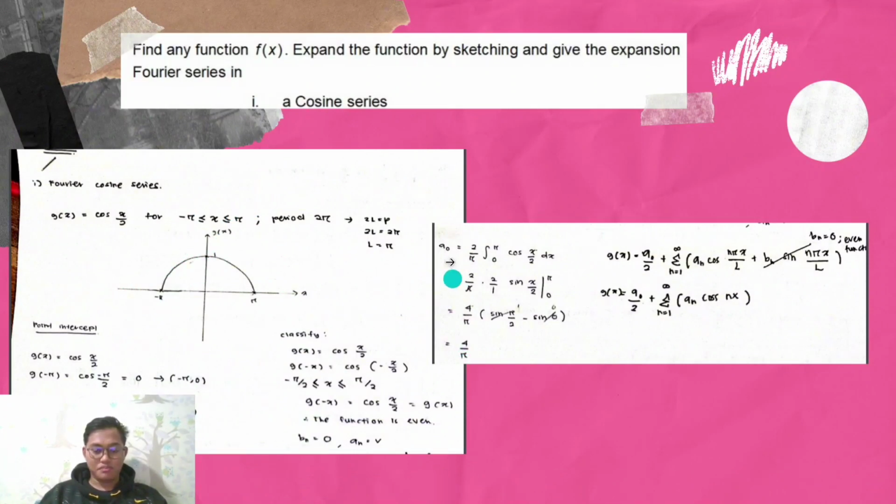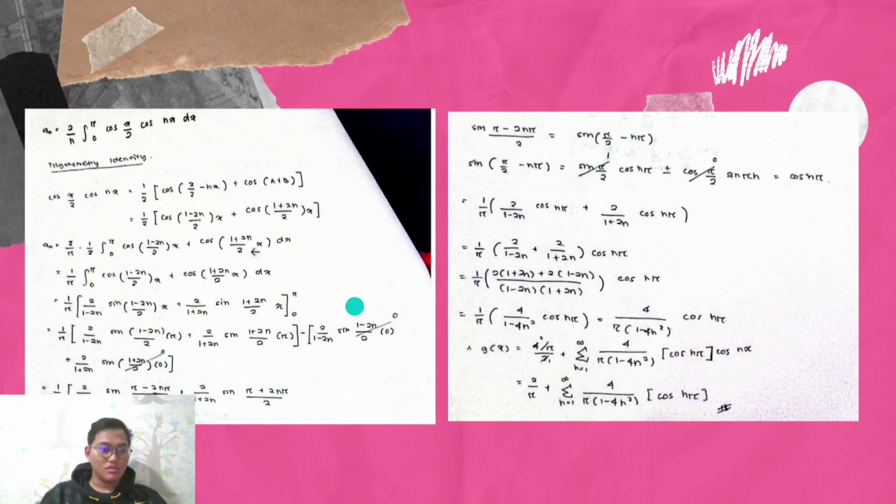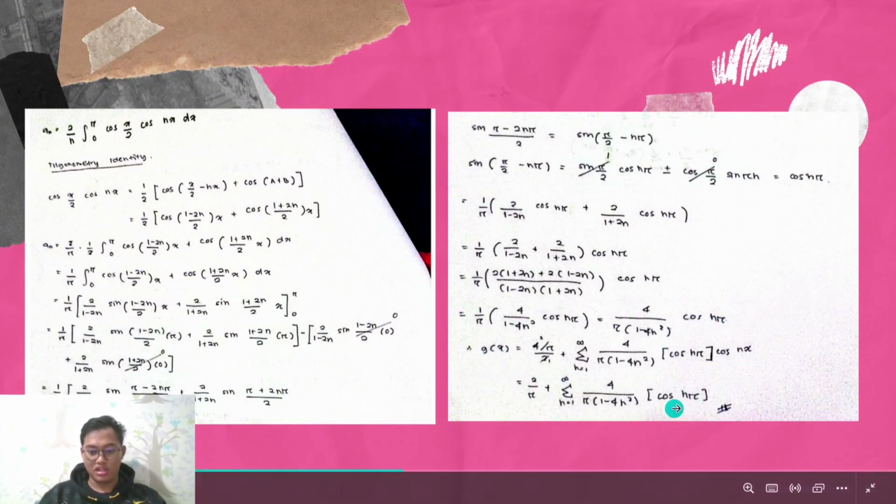Then find a0. So we integrate cos x over 2 first. Then we will get the final answer for a0 is 4 over pi. Next, we will find an. So by using the trigonometric identity, we change the form of the function and integrate the function, and we will get the final value for an. So we just substitute the values that we get into the general form, and we get the final answer.